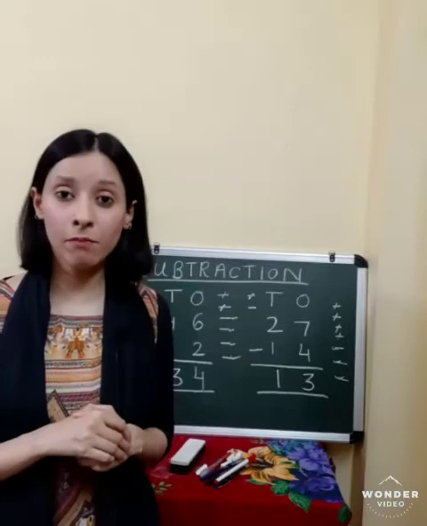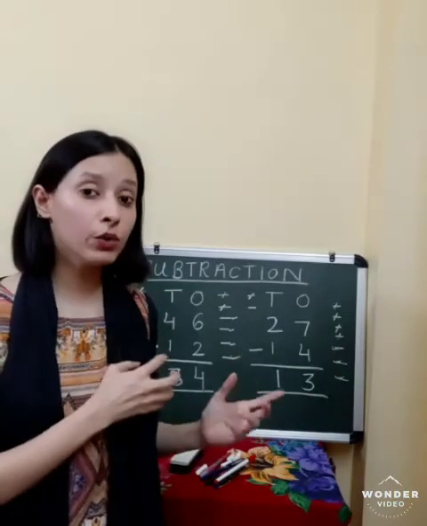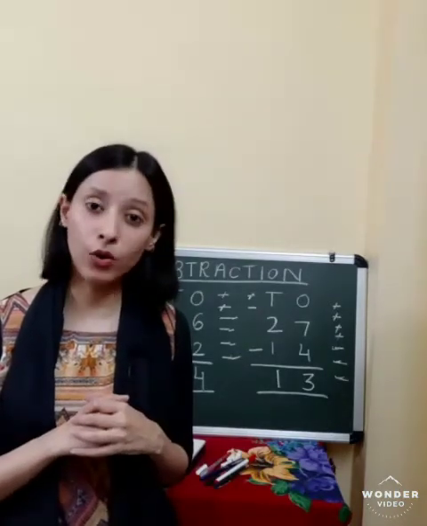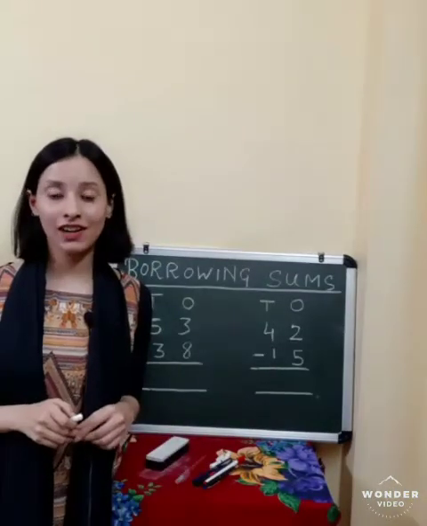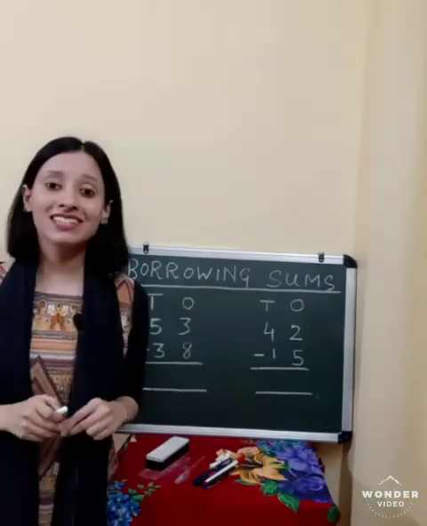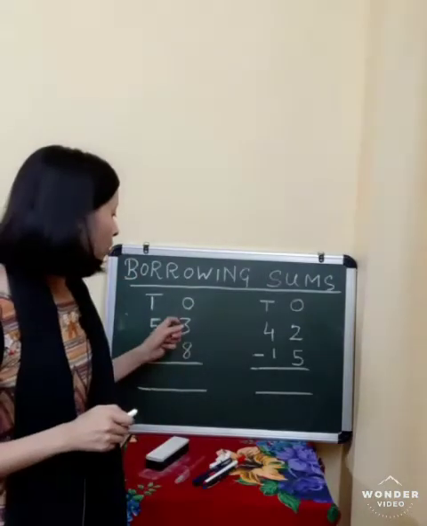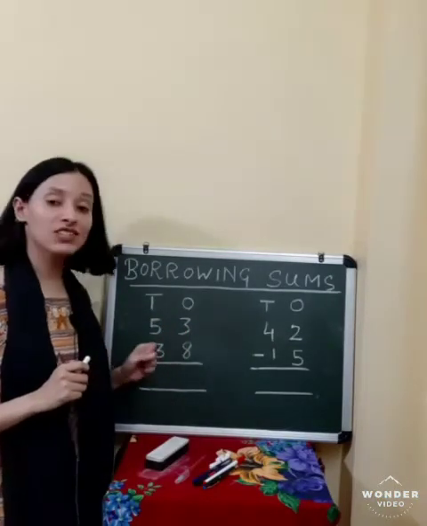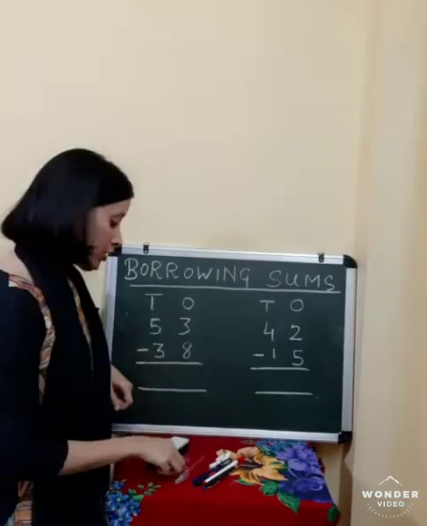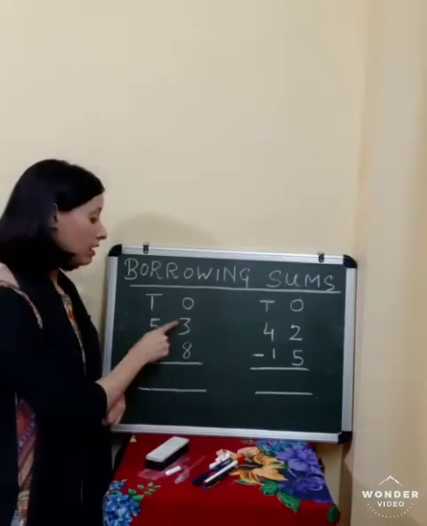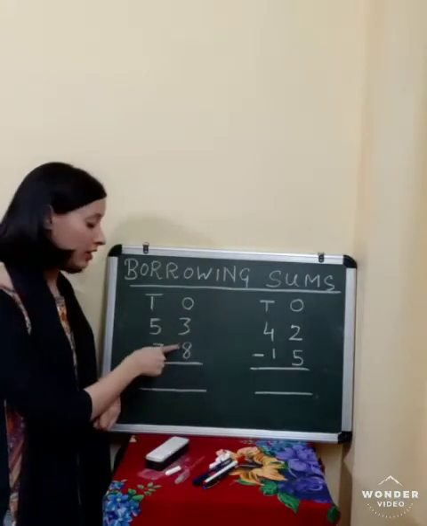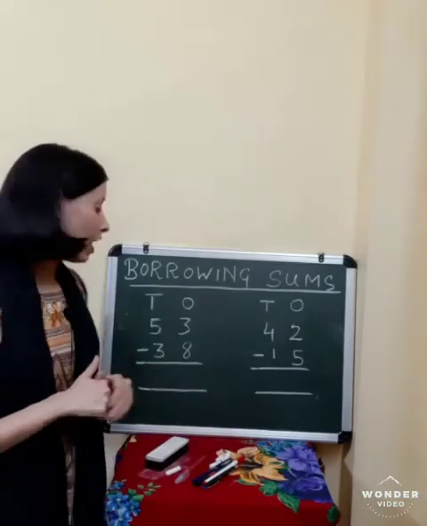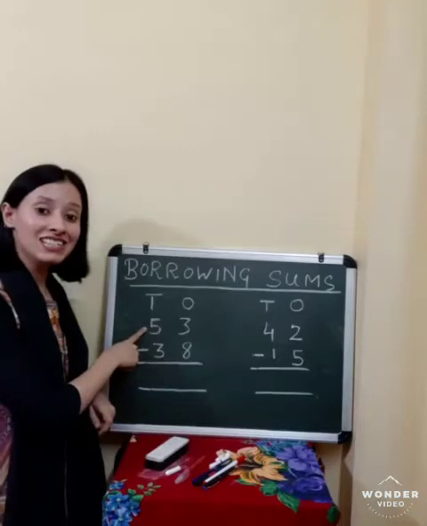Now you have to remember, when do you have to borrow? While doing the subtraction sums. Okay, so I'll tell you when do you have to do borrowing while doing the subtraction. Now children, remember that in subtraction, always the number which is given on top has to be bigger than the number which is given down. Okay, so what happens when the number given on top is smaller than the number given down? Then what do you have to do? In this case, you have to borrow from tens place.